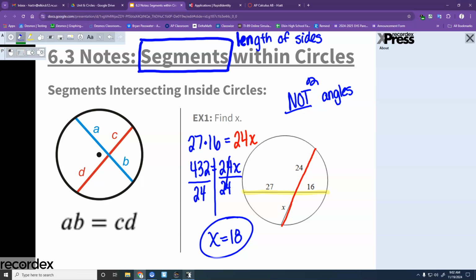Okay, questions on that? The biggest mistake kids make on this is they do like 24 times 16 equals 27 times x. They use the wrong pieces. It's the pieces of the same line multiplied together equal the pieces of the other line multiplied together. All right.